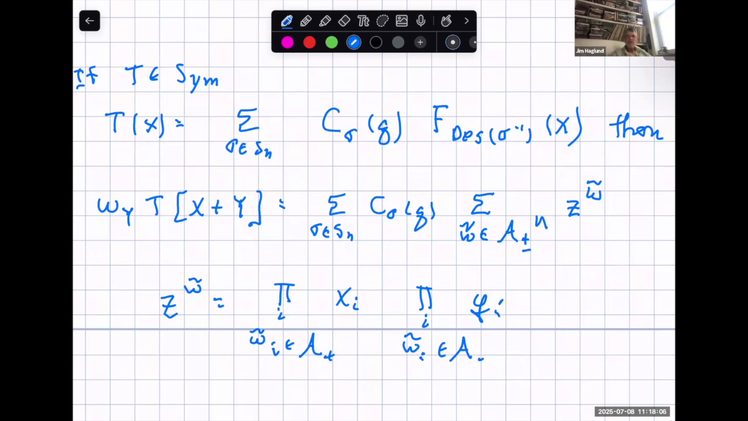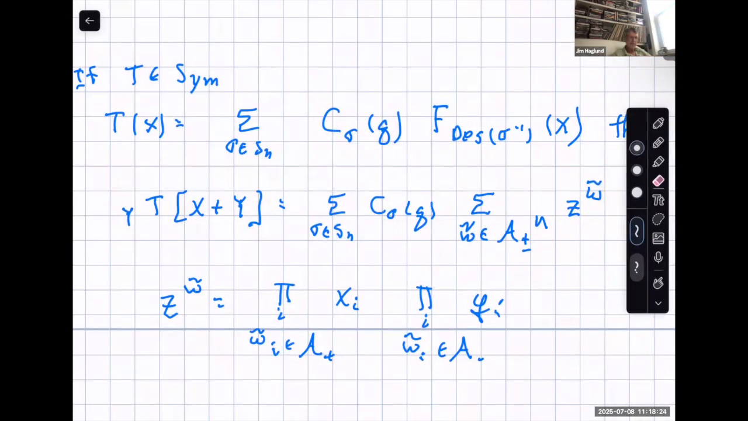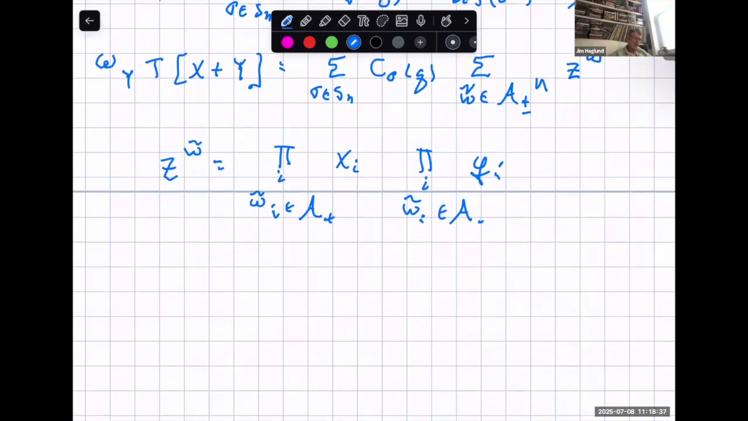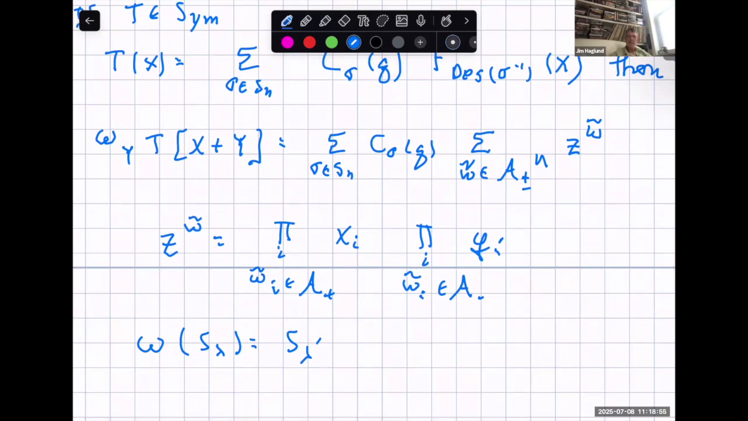What is the W? Good question. That's actually not a W. It should have been an omega. So omega sub y is the standard involution on symmetric functions. Omega of S lambda is S lambda conjugate. And what this means is it applies only to the y variables. And another way to describe omega is that omega of the kth power sum is -1 to the k minus 1 times pk.